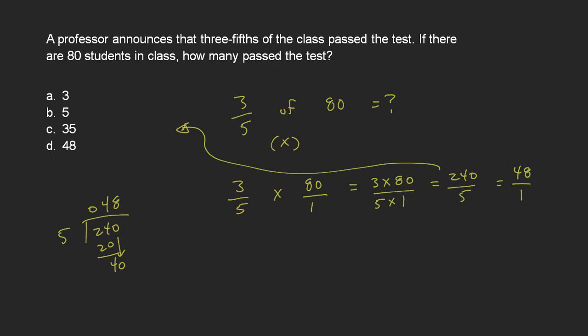But like I said over here, any number is able to be made into a fraction by just putting it over 1. By the same token, 48 over 1 is just 48. Because if I wanted to turn 48 into a fraction, I would put it over 1. That doesn't change it. 48 over 1 is the same as saying 48. So my answer here is D, 48.